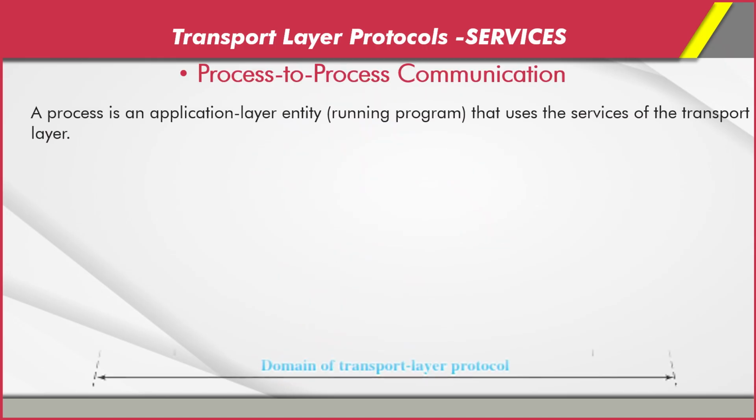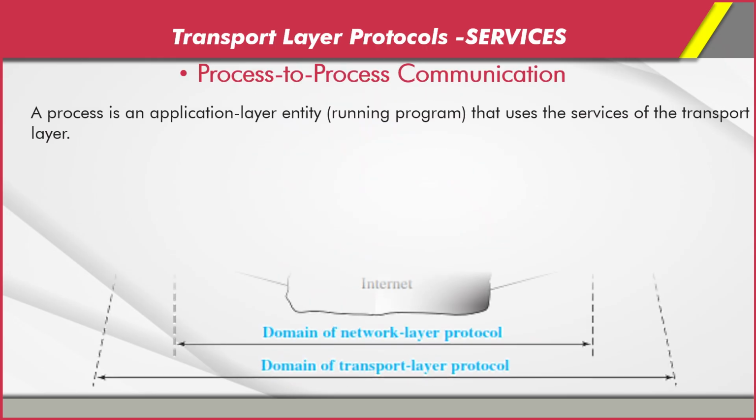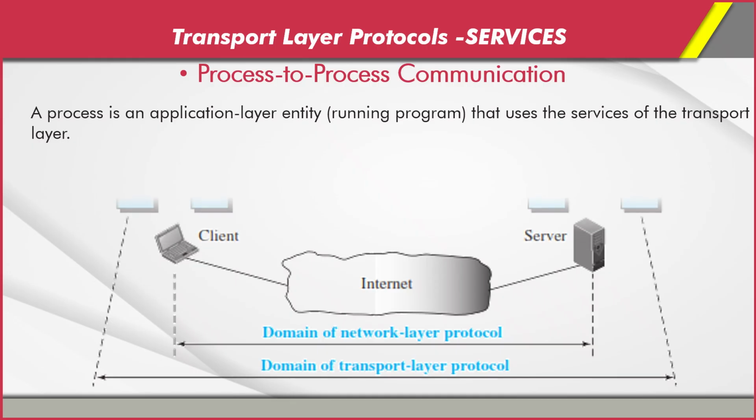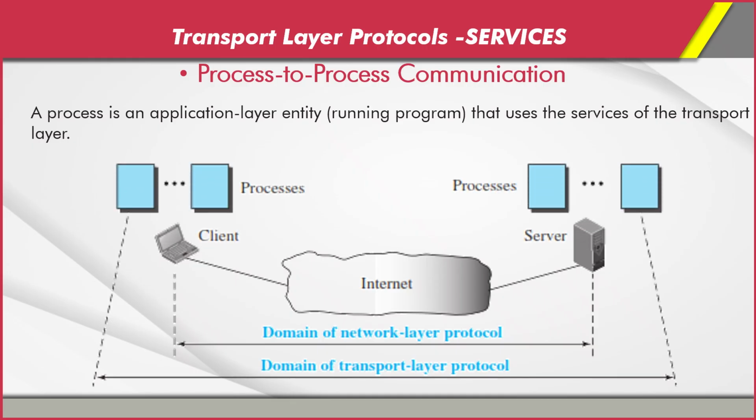A process is an application layer entity, a running program, that uses the services of the transport layer. Although there are a few ways to achieve process to process communication, the most common way is through the client server paradigm. The process on the local host, called a client, needs services from a process usually on the remote host, called a server. So this figure shows the client and server processes communicating by means of the internet.